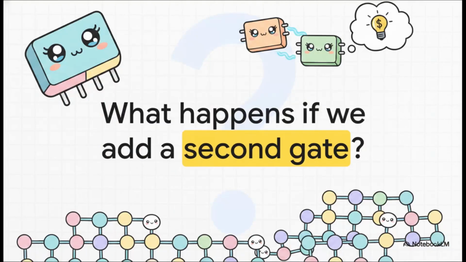Before we wrap up, I want to leave you with one final, fascinating thought. If the invention of a single, simple, one-way gate built the entire foundation of modern electronics, what on earth do you think happened when scientists finally figured out how to add a second gate, giving birth to the transistor? Well, let me tell you, that is an even wilder story.